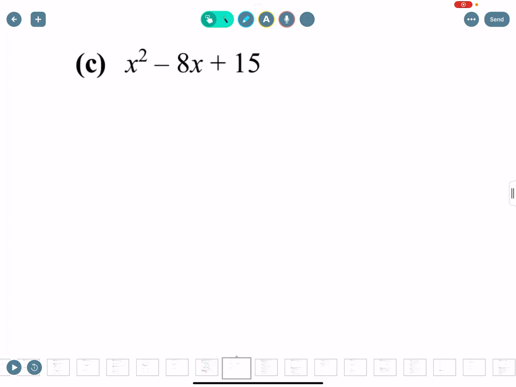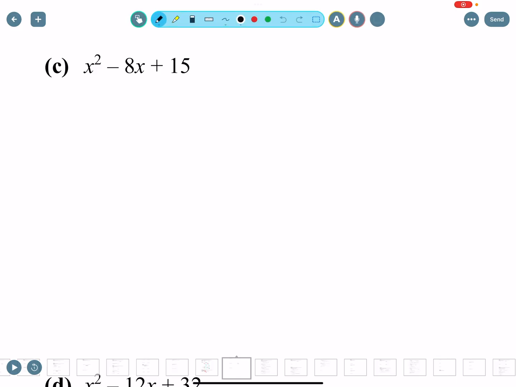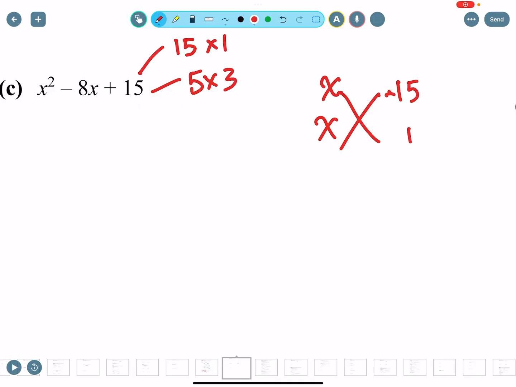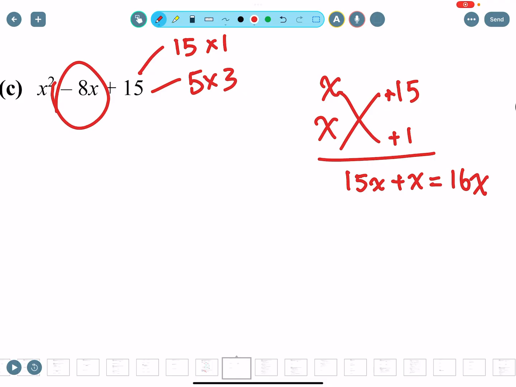Let's do another simple question like this one here. Now over here, again, if it's x squared, simply write x, x. x times x. And then we will just play with the positive or negative at the last, the second number. 15 can be 15 times 1, or 5 times 3. I don't think there's any more combination, right? Now if we do 15 times 1, let's say positive 15 and positive 1, you will end up with 15x plus x, which is 16x, positive, but this is negative.